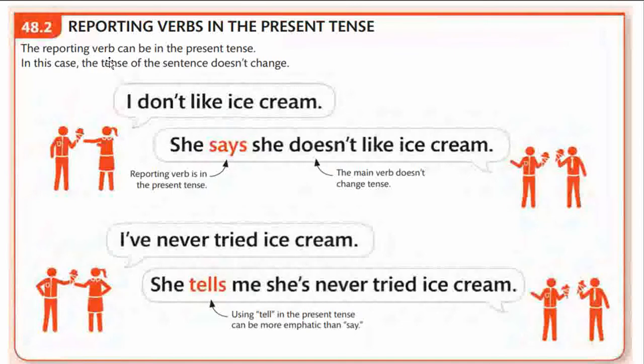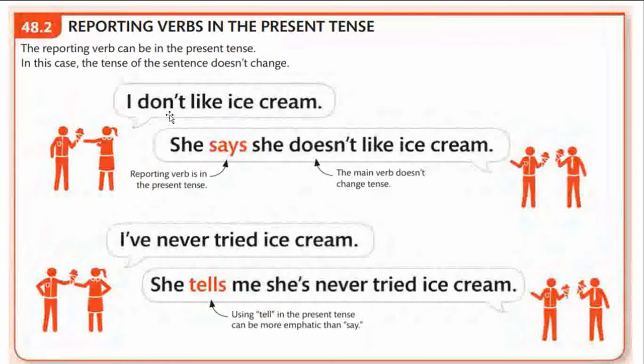So the reporting verb can be in the present tense. For example, she says or he says as present tense. In this case, the tense of the sentence does not change. That means whatever rules you have learned for changing the tenses, you will not apply in this case. This is the same for present tense, she says, or she will say, even future tense. You will not change the expression that is inside.